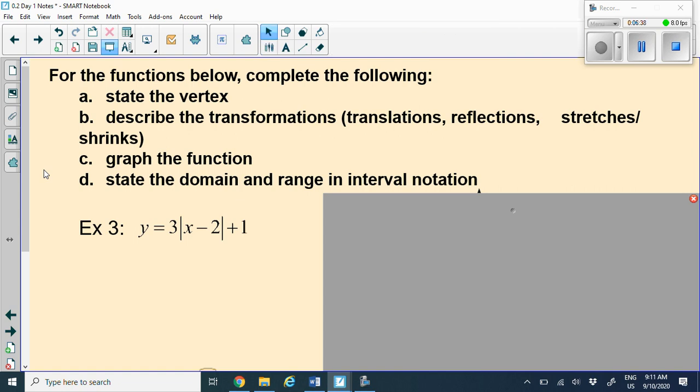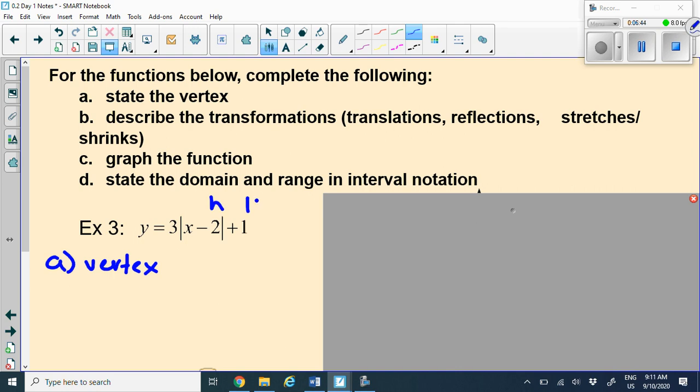So for part A, we're going to state the vertex. So remember, vertex is your H, K. H is the opposite of what we see. So though it says x minus 2, for that is going to be positive 2. K is exactly as we see it, so that's going to be a +1. Okay, part B is going to be our transformations.